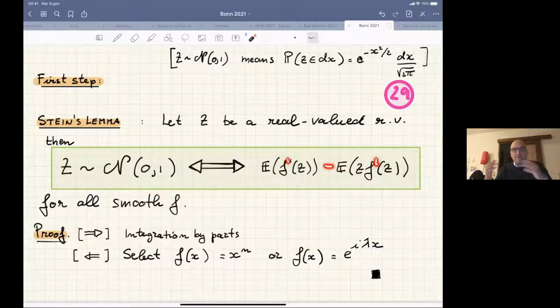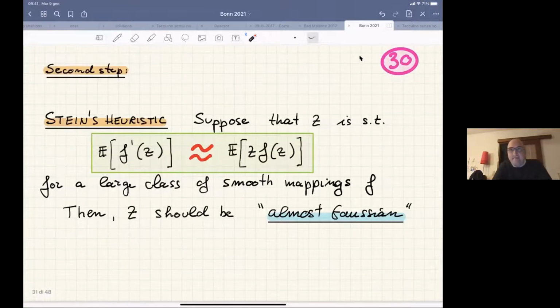So this quantity, the difference between f prime and z f(z), is tightly related to the Gaussian distribution, in particular via the Ornstein-Uhlenbeck semigroup and its generator. Now, after Stein's lemma, there is a Stein heuristic, which is suggested by the lemma. And this heuristic tells you the following.